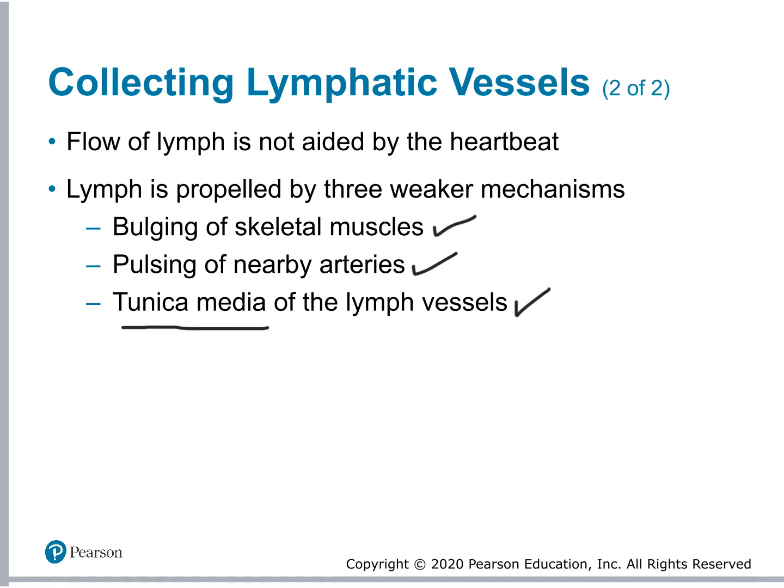So the tunica media is smooth muscle. And smooth muscle is involuntary, and it constricts the lumen, or it can dilate to open the lumen, and it helps propel the lymph towards the heart.